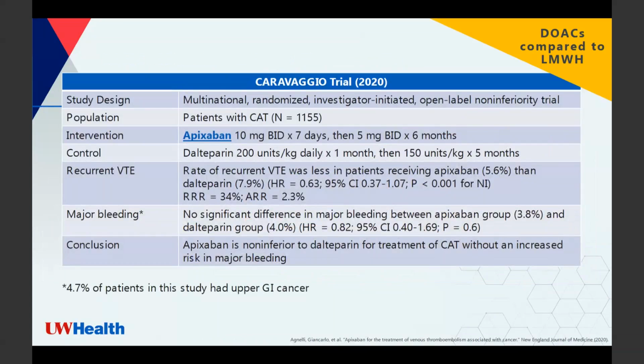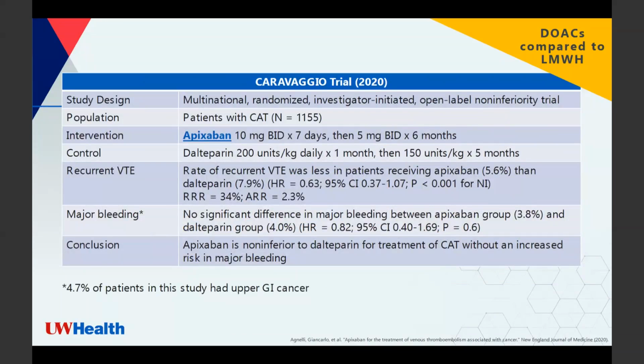And then the fourth trial is the Caravaggio trial, which was published in 2020. This was a multinational, randomized, investigator-initiated, open-label, non-inferiority trial that enrolled just over 1,100 patients. The intervention group received apixaban at treatment dosing, and the control group received dalteparin at treatment dosing, and this was for a duration of 6 months.